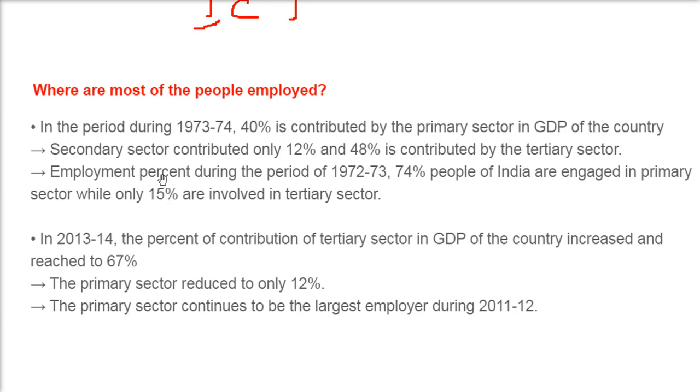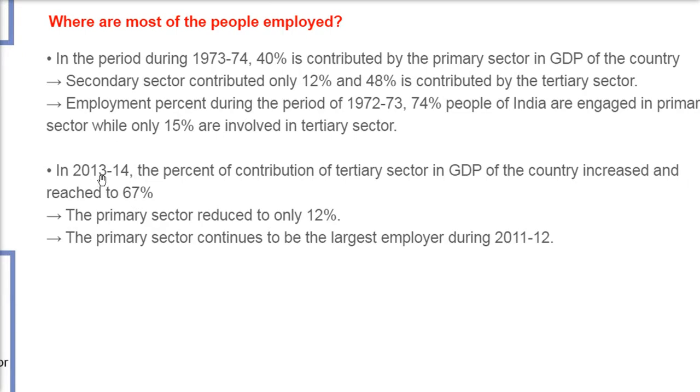Now coming to employment, because if these sectors are increasing and contributing so much to the economy, they have to provide employment also, rozgar also. For the year we are talking about, 74% are engaged in the primary sector, in agriculture only, while only 15% were involved in the tertiary sector, only 15%.